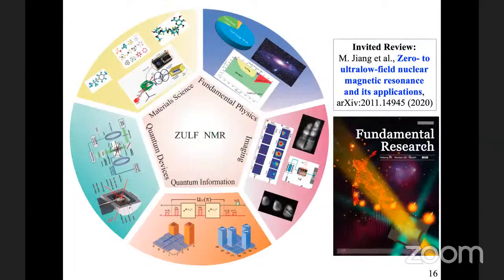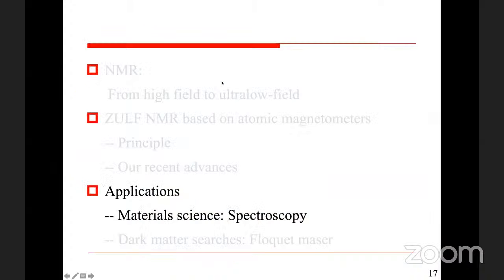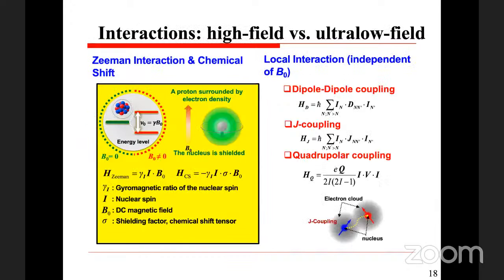So recently, we were also invited to write a review paper on zero and ultra-low field NMR, usually called ZULF NMR, and its applications, in which we systematically summarize ZULF NMR and its 5 main applications. In the following, I will introduce our work about material science and the test of fundamental physics. So first, about material science.